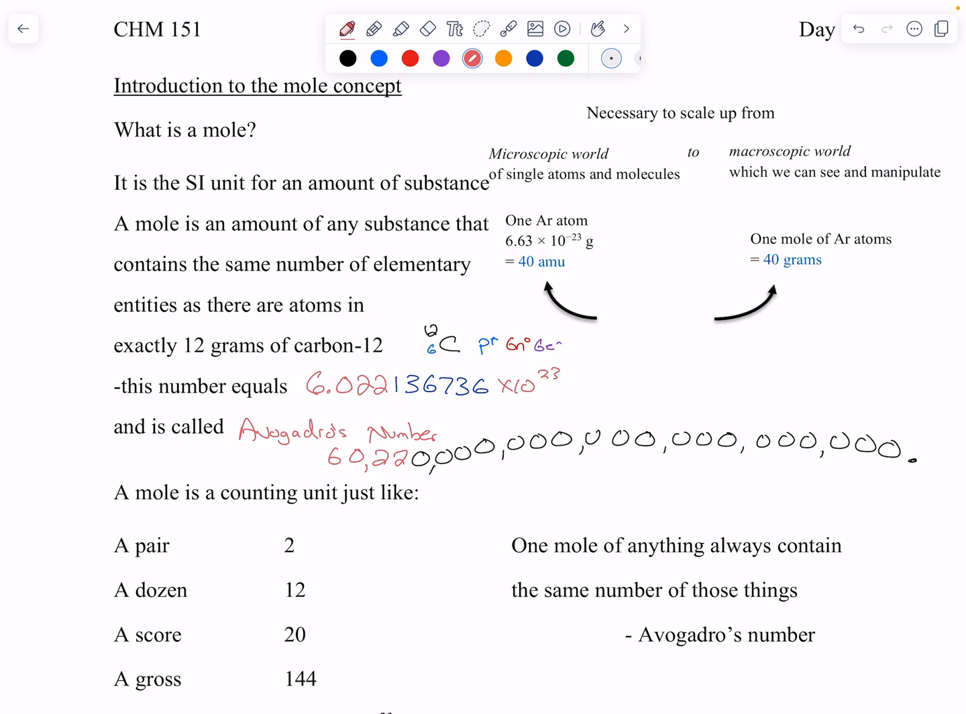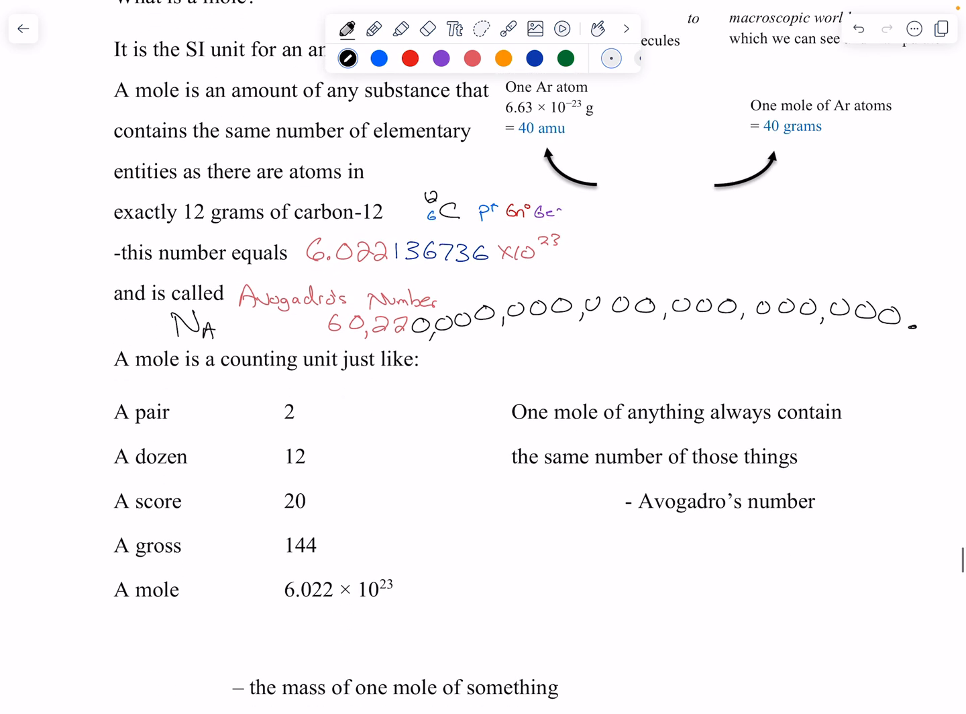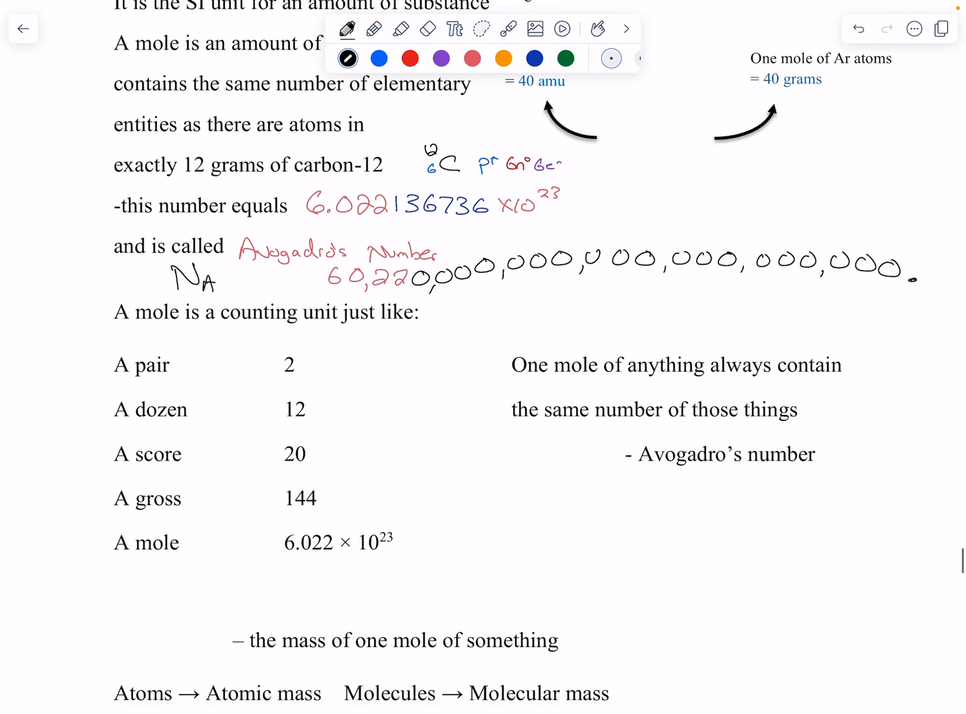It's no different. If I need 3 moles of water, we know that we have 3 times Avogadro's number, which a lot of times we'll abbreviate as NA. I have 3 times that number of molecules of water. That's all the mole is. So 6.022 times 10 to the 23rd. And the reason we do that is molar mass.